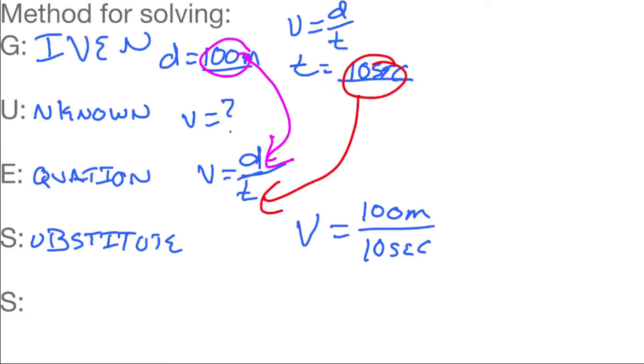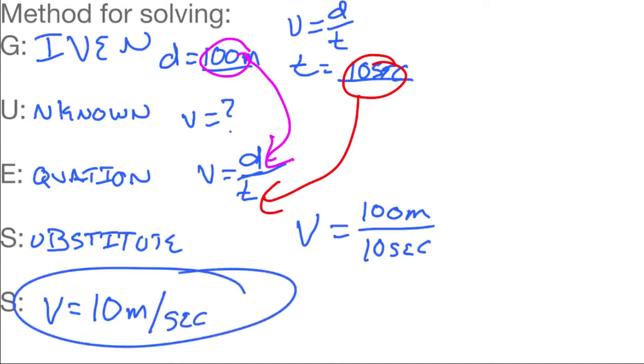Okay. And now we solve this puppy. We take 100 meters divided by 10 seconds, and that's going to give us 10 meters per second. And you circle that to make it easy for people to find. That's really not that bad. So again, with our GUESS method, you write down what's given, then you go to the unknown, your equation, substitute your values in, and then solve that.